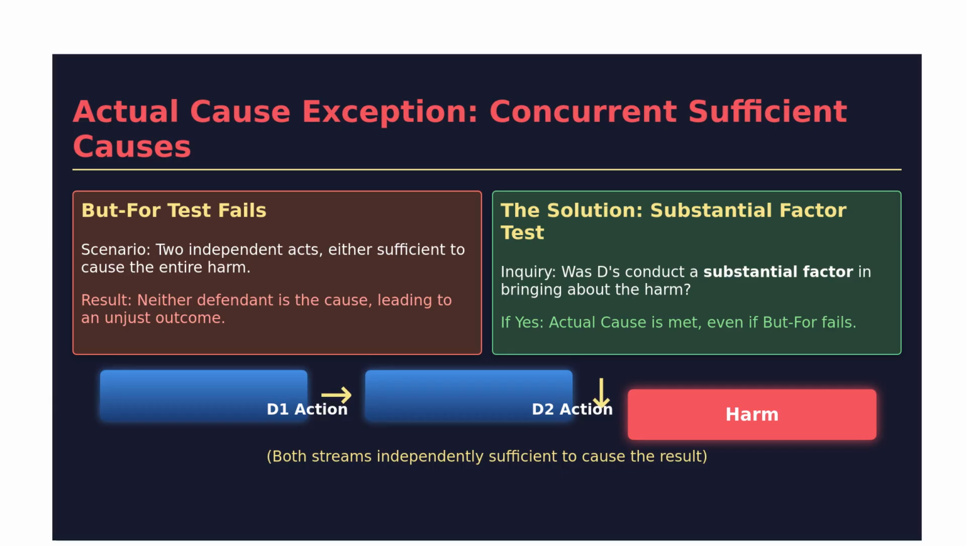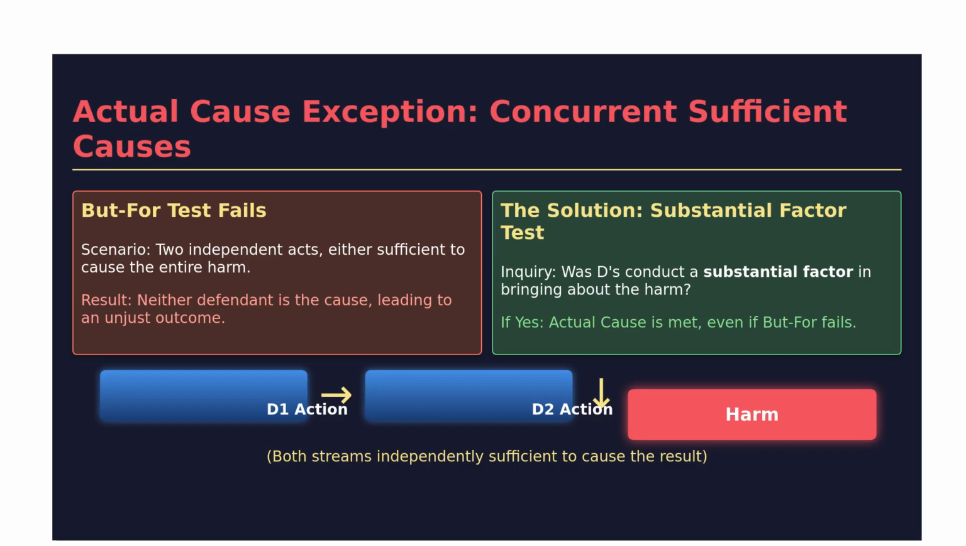However, this test fails when we encounter situations involving concurrent sufficient causes. Imagine 2 independent actors, defendant A and defendant B, both simultaneously start fires that merge downstream, and either fire alone would have been sufficient to burn down the plaintiff's entire house.